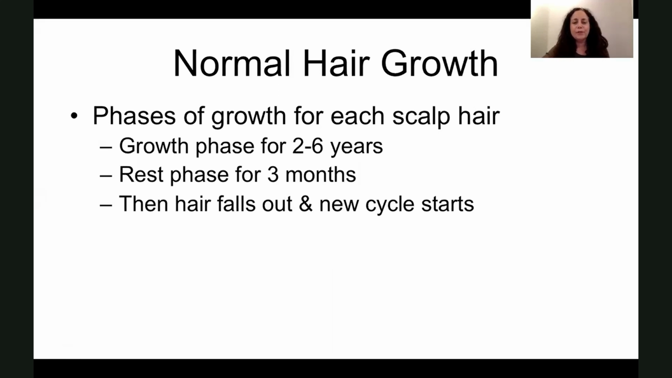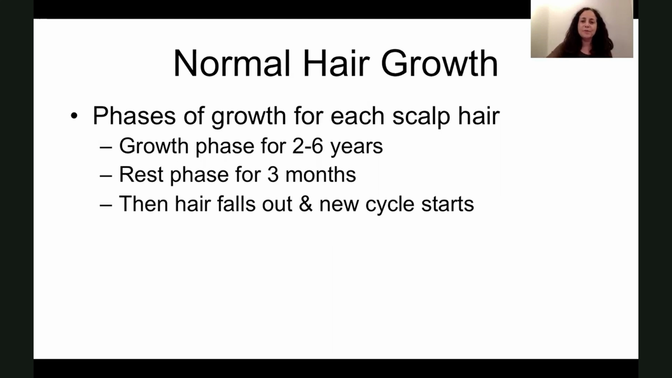Let's just quickly review the normal hair growth patterns. We talked about the phases. Growth can be from 2 to 6 or 7 years. The anagen phase on the scalp, shorter in other areas. Then we have catagen, then we have telogen, which is the rest phase where hairs stay for approximately 3 months, and then the hair falls out and the new hair starts to emerge through the base of the follicle and ultimately through the scalp.